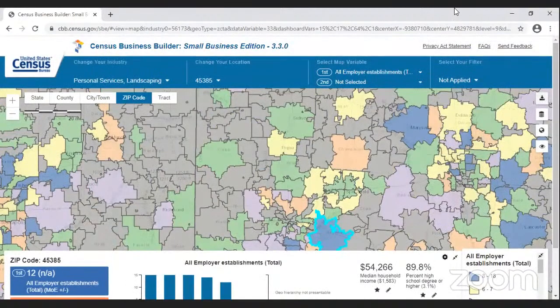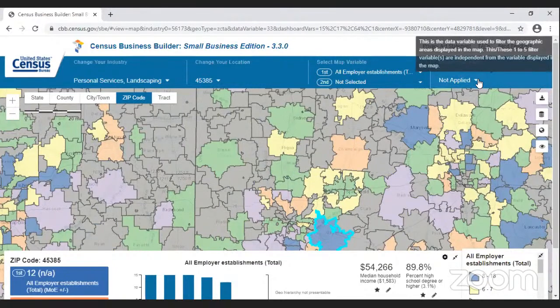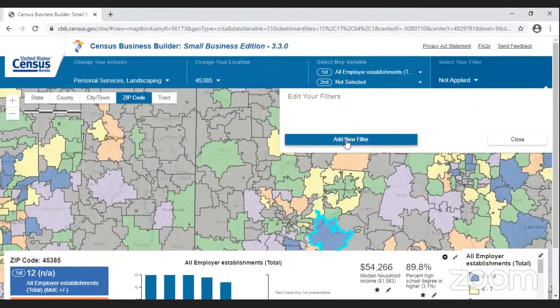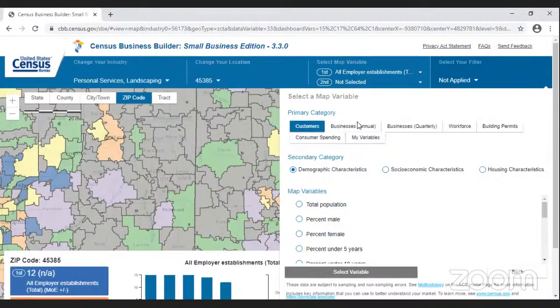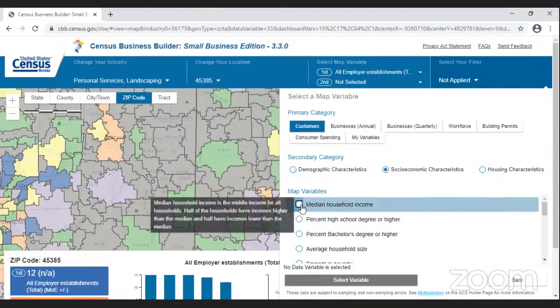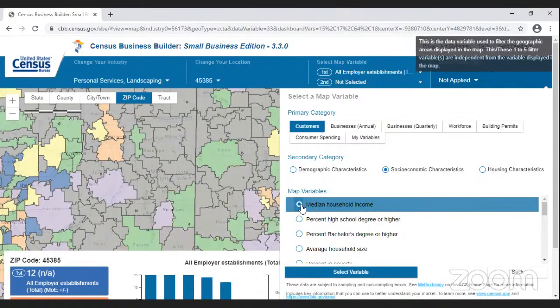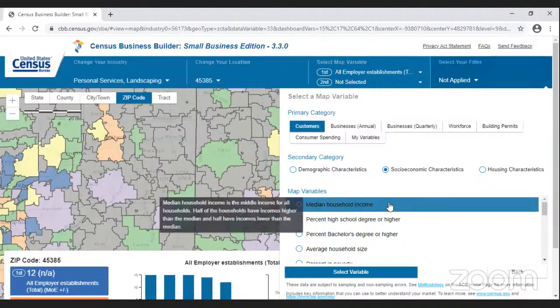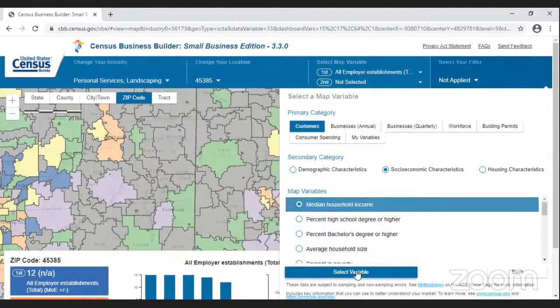One neat thing you can do is, now that you're looking at the landscaping businesses per zip code, you can set a filter here. So you just go add new filter. Now I know where the most landscaping businesses already are. Maybe I want to know, okay, what zip codes have the highest income? Because maybe I want to cater my landscaping business to the higher incomes. So here I'm looking at median household income as a filter, and I'm going to select that.